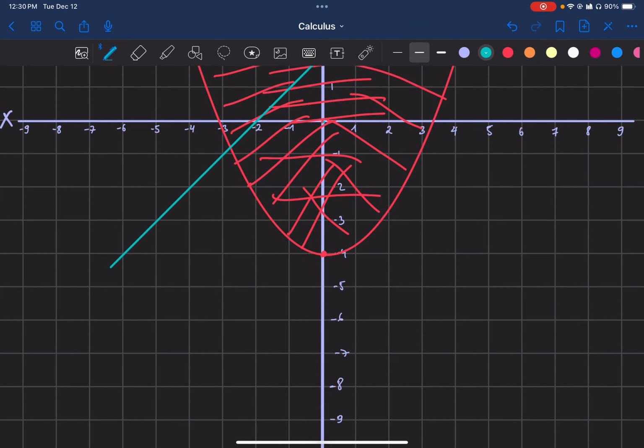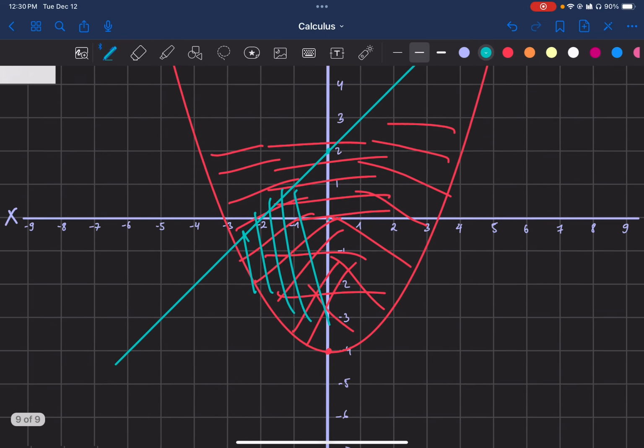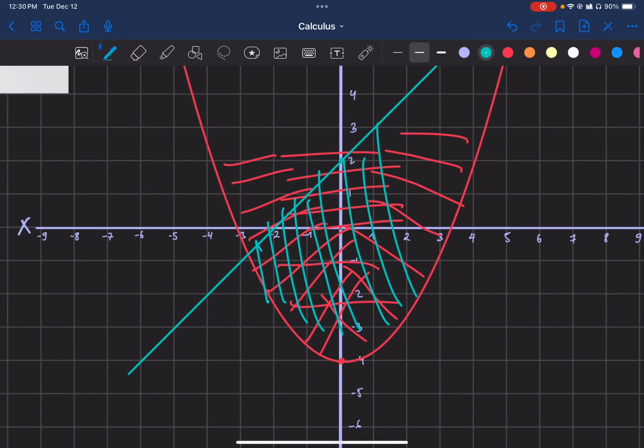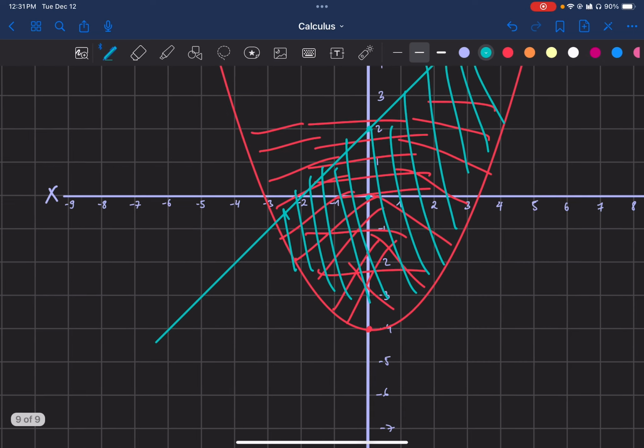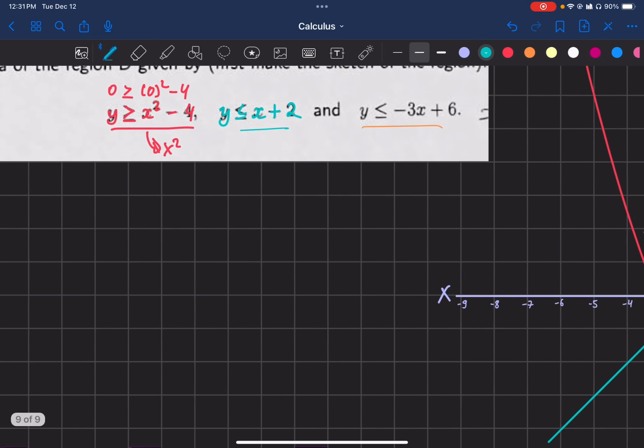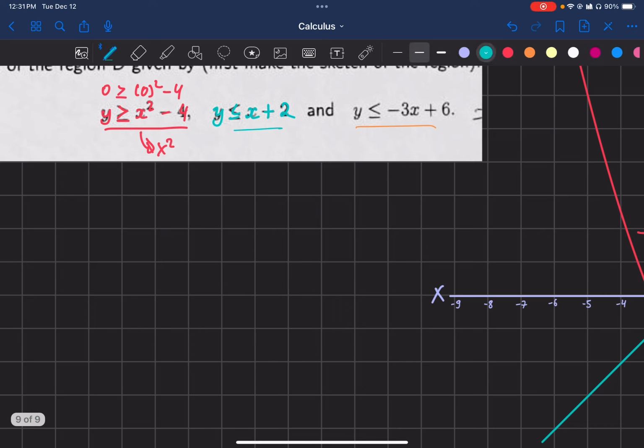I'm going to first shade and prove to you that this is indeed the area that we are going to be shading. Once again, I can take the point 0, 0 and check if it will give me this value. So if I take 0 for y and 0 for x, I end up with 0 is less than or equal to 2, which indeed works.